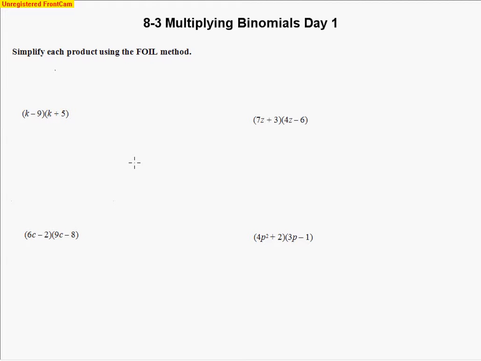This is a lesson for Chapter 8, Section 3, titled Multiplying Binomials, Day Number 1. It says to simplify each product using the FOIL method.